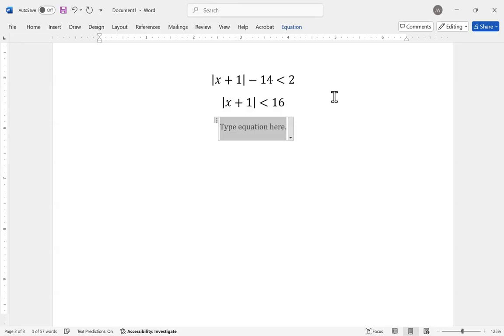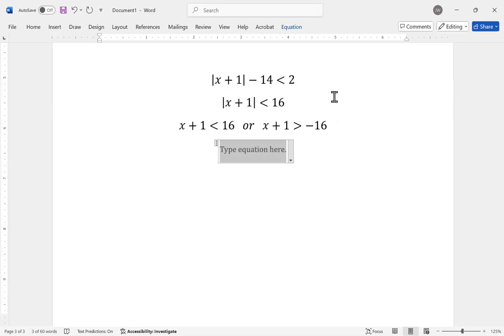Then I can separate into two different inequalities. The one where I use positive 16, I keep the sign facing the same direction. The one where I use -16, I have to flip the sign into the opposite direction. So my two inequalities that I get are x plus 1 less than 16 and x plus 1 greater than -16.